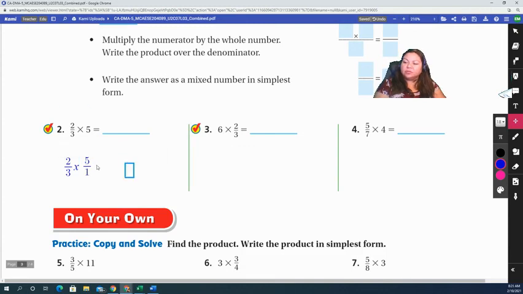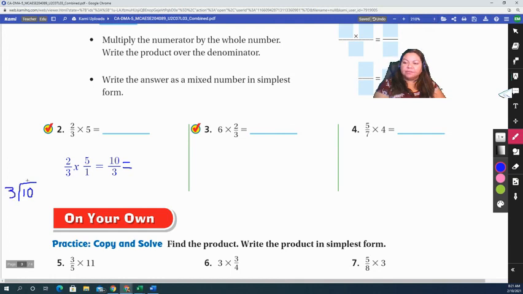Okay, so now when I do that, I'm going to multiply the numerators. So the top numbers, I multiply them. 2 times 5 is 10. And then 3 times 1 equals 3. So that's 10/3. But I cannot leave it like that. I need to make it into a mixed number. So remember that you can do that by dividing 10 divided by 3.